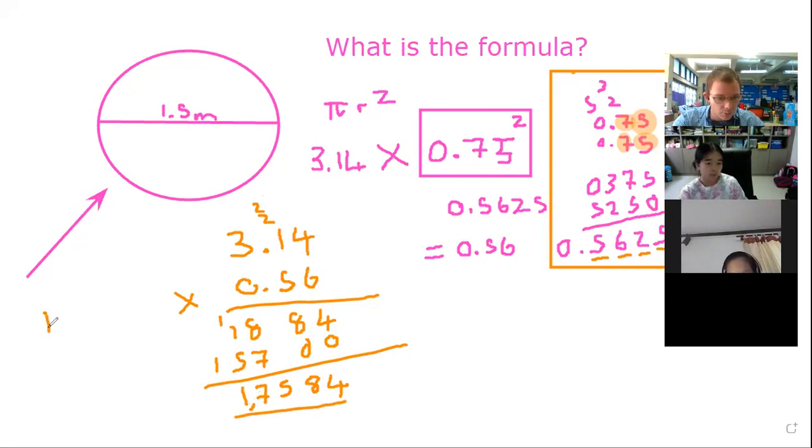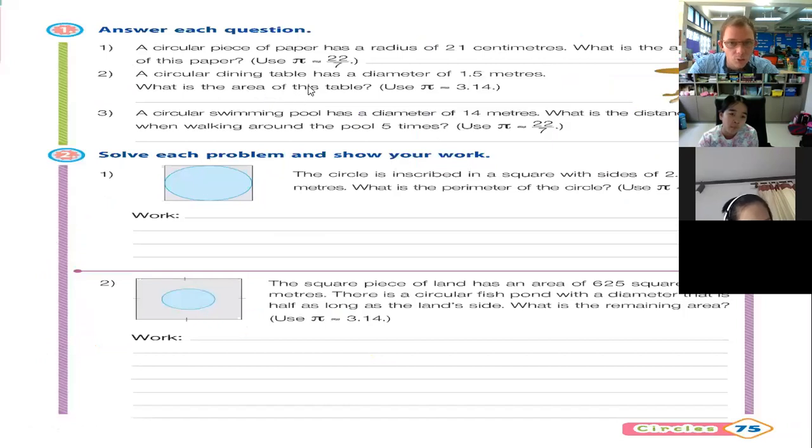So our answer is going to be 1.76. Our answer is going to be 1.76, but we have to write that. Do you guys agree? But we have to write that in our answer as number 2. 1.76 meters squared. Remember to write your answer as meters squared. Okay, do you guys agree with that answer? Anyone have a different answer?